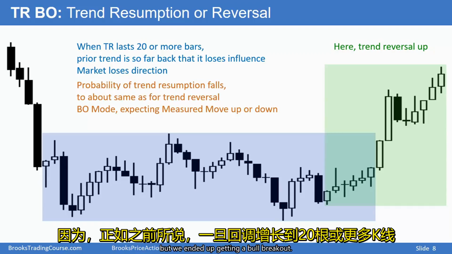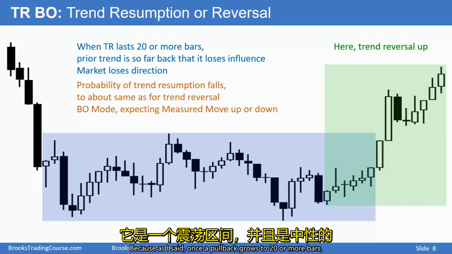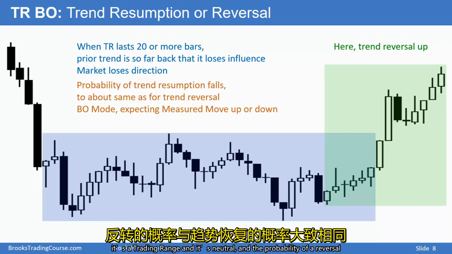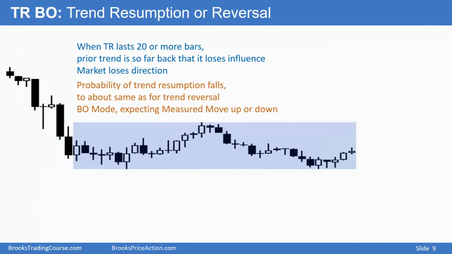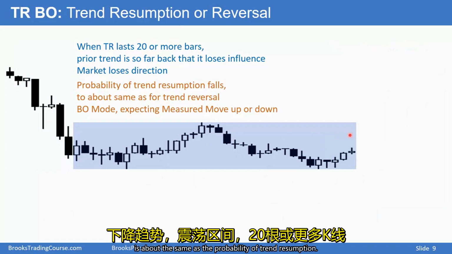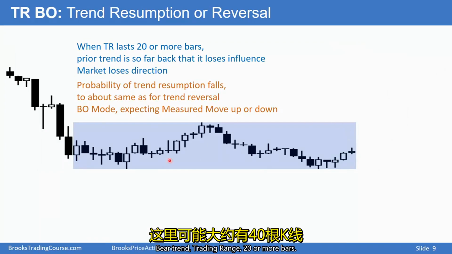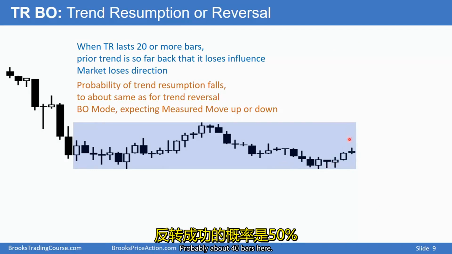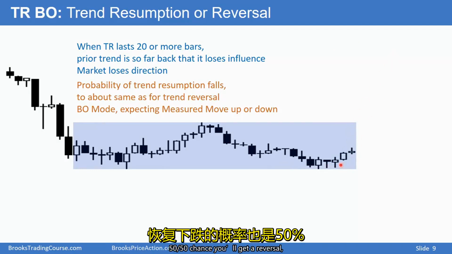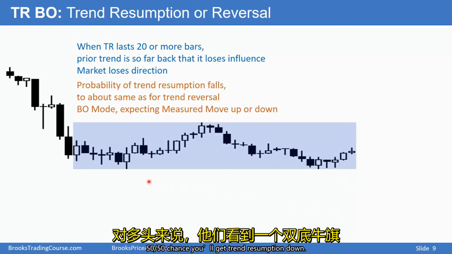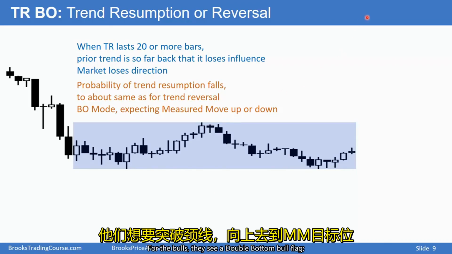Because, as I said, once a pullback grows to 20 or more bars, it's a trading range and it's neutral, and the probability of a reversal is about the same as the probability of trend resumption. Bear trend, trading range, 20 or more bars, probably about 40 bars here. 50-50 chance you'll get a reversal, 50-50 chance you'll get trend resumption down. For the bulls, they see a double bottom bull flag. They want to break out above the neckline, measure move up.